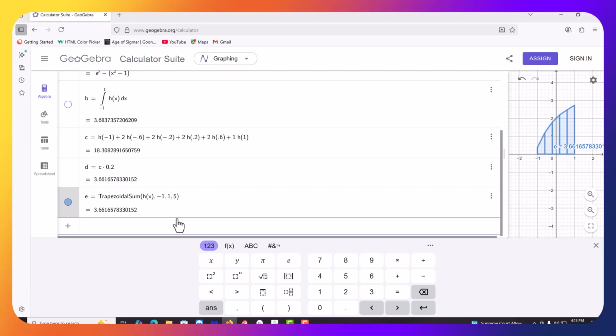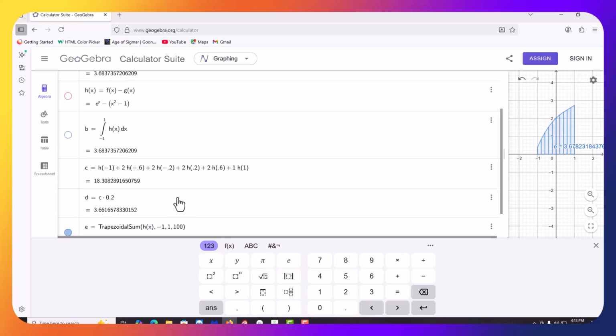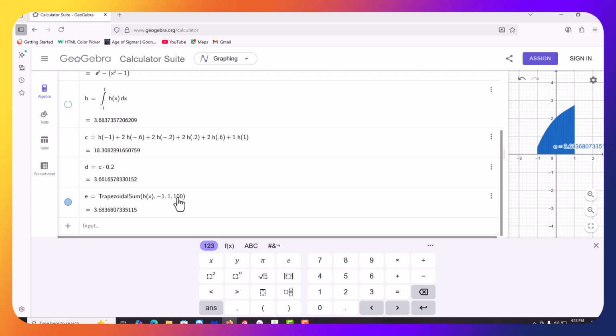Now all I'm going to do is make a table of values. I'm going to change 5 to 10 trapezoids. Notice it went up a little bit. But technology, let's do 100 trapezoids. If I add 100, 3.6836... Now, let's do this. The value of this integral is in line B. So I'm going to go B minus C.